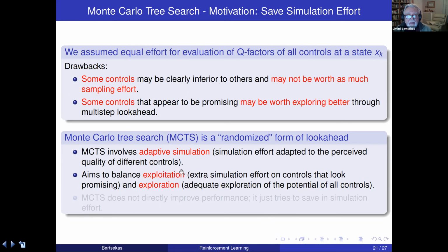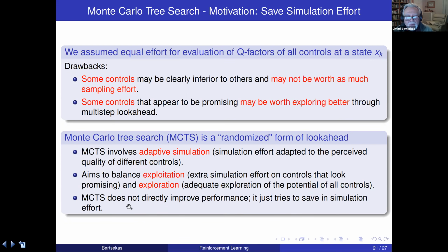So you have a thumbnail of some of the basic characteristics of Monte Carlo tree search. And let me also make one more point, because there's a lot of confusion in the literature about that. People think that Monte Carlo tree search improves performance. That's not what it does, at least in the context we are discussing here. It just tries to save in simulation effort. Of course, if you save in simulation effort, that means that you can devote more effort to other parts of the algorithm. So in that sense, it may improve performance.